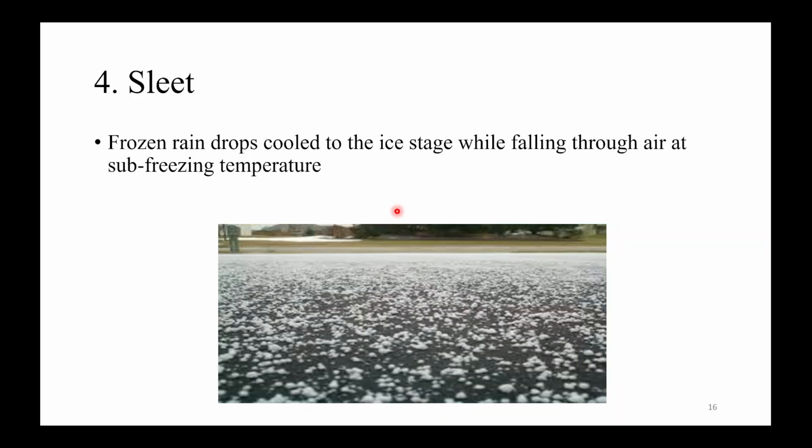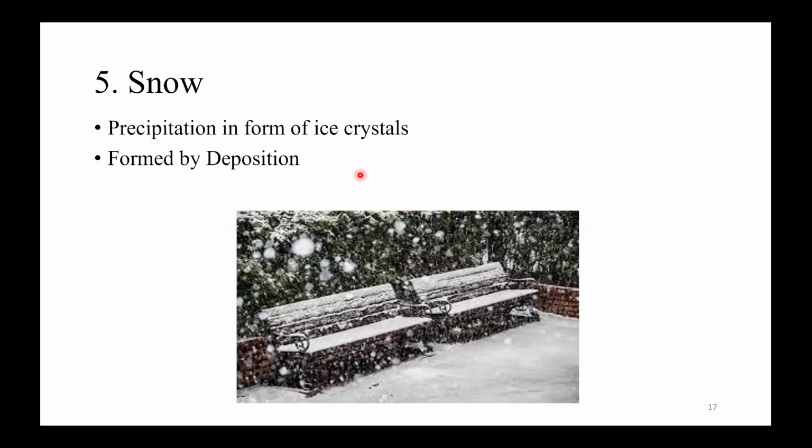They freeze to form ice, and just while falling down, because of the low temperatures, they change their form to the solid state. Now that is because they are falling through air at a sub-freezing temperature. That is sleet. That is the correct definition of sleet. Okay, I hope you are following.